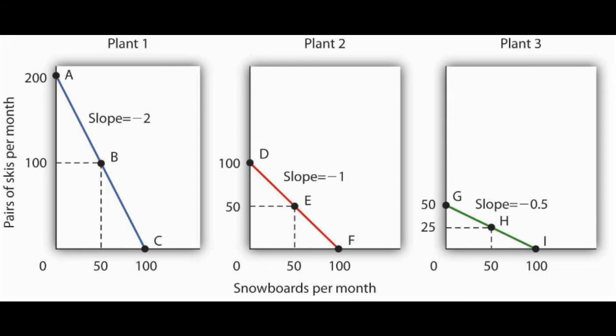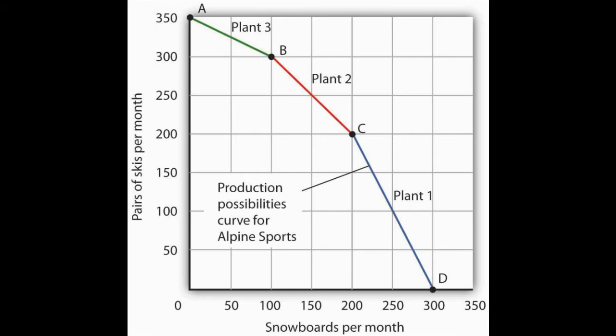Why does any of this matter? Well, imagine Alpine Sports had all 3 plants dedicated to making only skis, producing a total of 350 of them a month. But suddenly the firm realized there was a real opportunity in making snowboards and wanted to enter that market.